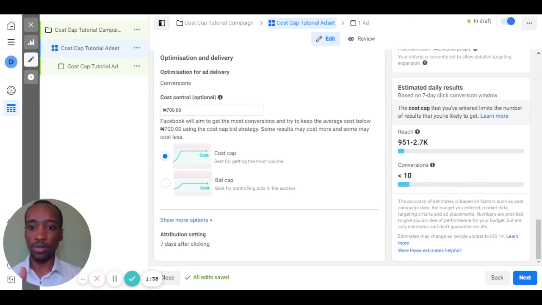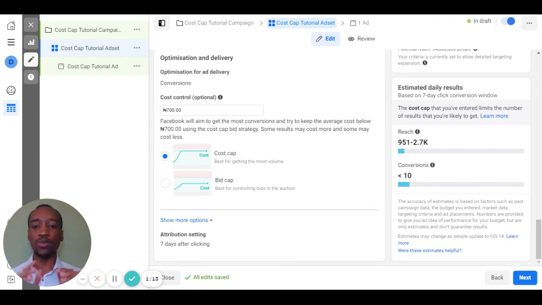Now, if you look at the illustration here, this is the cost that you have set up for yourself. The cost is this, so it can fluctuate around this range. It can go a bit above it or a bit below it, but all it does is maintain an average of what you have put in as your cost cap. I don't know if you get that. So that's how this works.